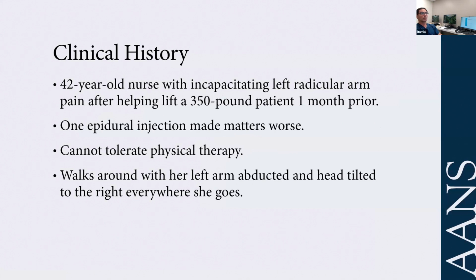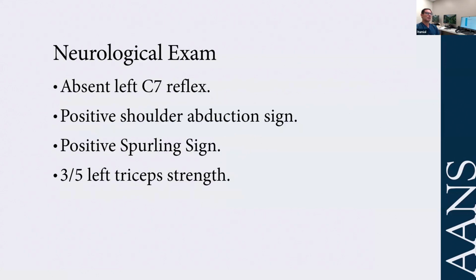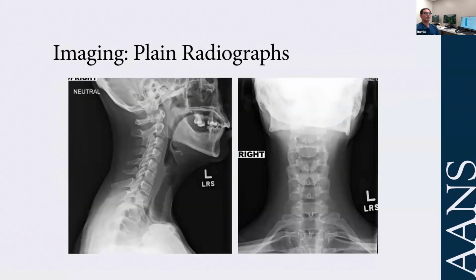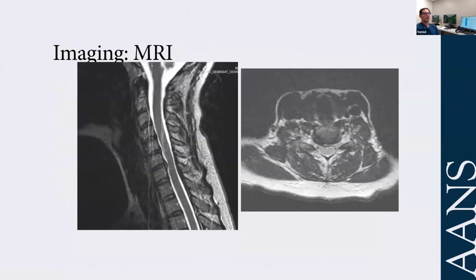A 42-year-old nurse, radicular arm pain after lifting a 350-pound patient a month prior. Injection made things worse, cannot tolerate physical therapy. Absent C7 reflex, shoulder abduction sign, positive Spurling, and a profoundly weak triceps. Very fit person. She likes doing push-ups. She can't do a push-up. You can see that she's kind of leaning forward. And this is her MRI.